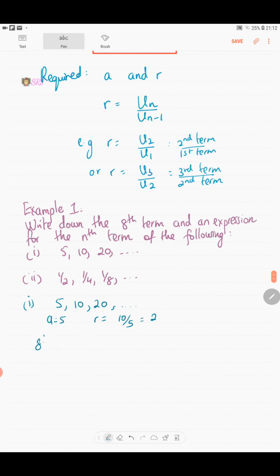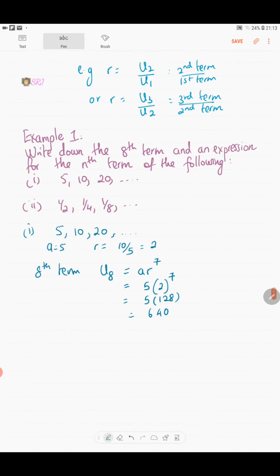So the 8th term, denoted as u8, if we apply the formula, it will become ar^7. So we have 8 here, in the power we must have 7. So 5 times 2^7. So it is 5 times 128, which is 640.